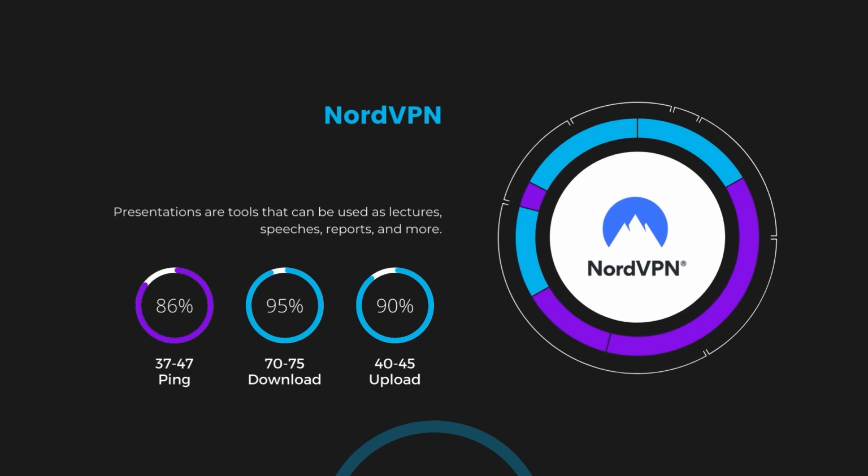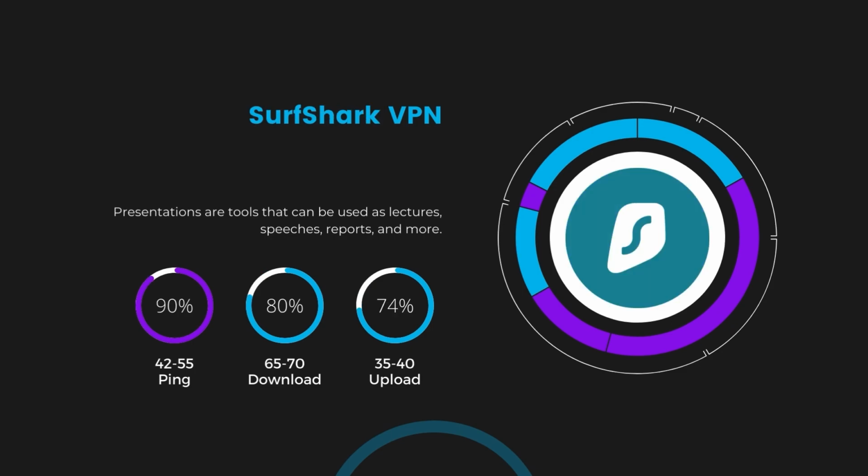This efficiency is attributed to NordVPN's NordLynx protocol, ensuring users of Reyee Router can enjoy rapid network performance and streaming with minimal interruption. Next in line is Surfshark, which exhibited a more considerable effect on ping, maintaining it within the 42 to 55 milliseconds range. Surfshark stands out for its negligible reduction in download and upload speeds, which are at 65 to 70 megabits per second and 35 to 40 megabits per second. This makes Surfshark a strong option, particularly with its offer of unlimited simultaneous connections.